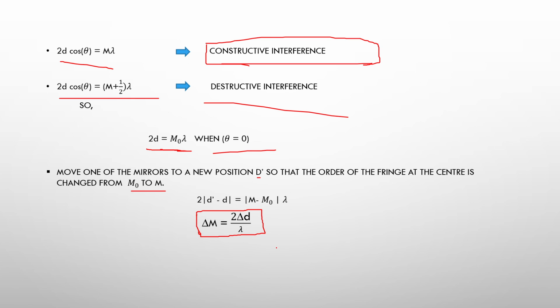This is the basic idea about the Michelson interferometer. We also have a simulation in the Amrita Virtual Lab, which we will do along with some observations and some applications in the next video.